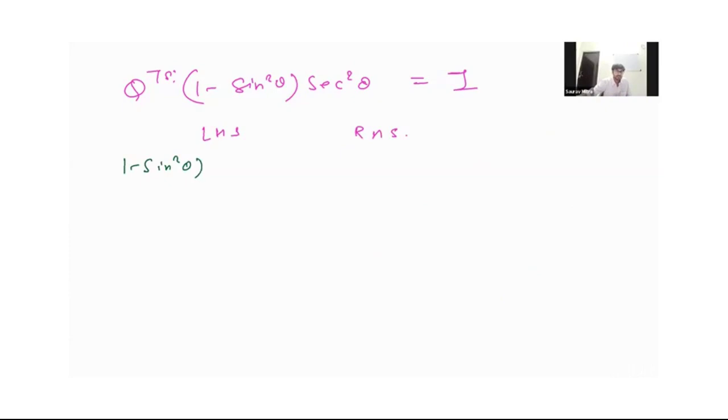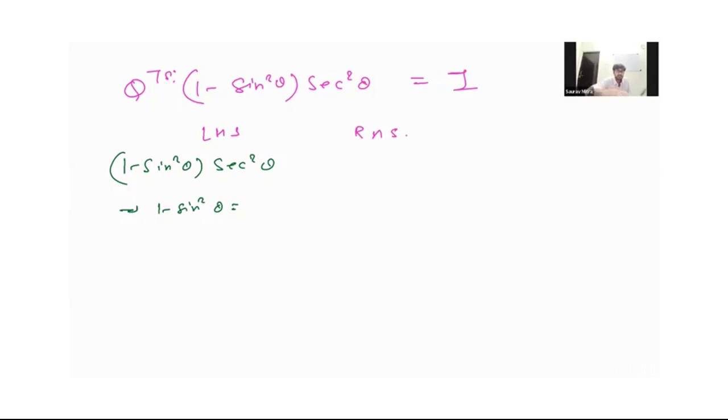Let us say I have (1 minus sin square theta) into sec square theta is equal to 1. I have to prove, to show this. So this is my LHS and this is my RHS. So I have to solve my LHS: 1 minus sin square theta into sec square theta. So what will be 1 minus sin square theta?